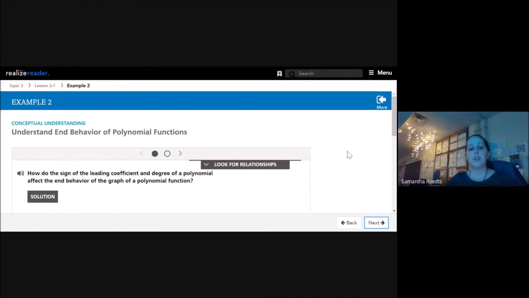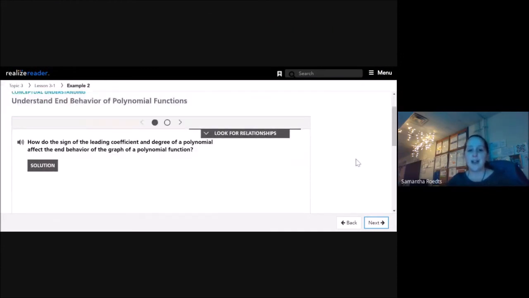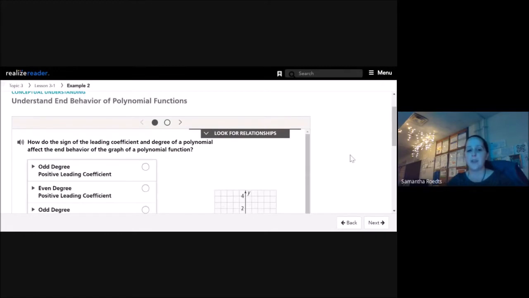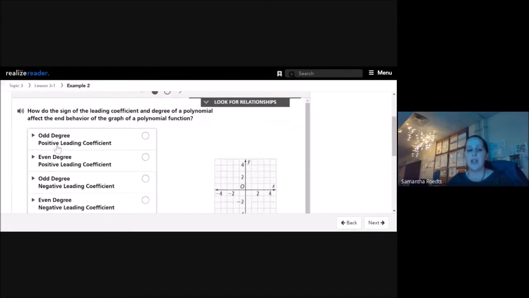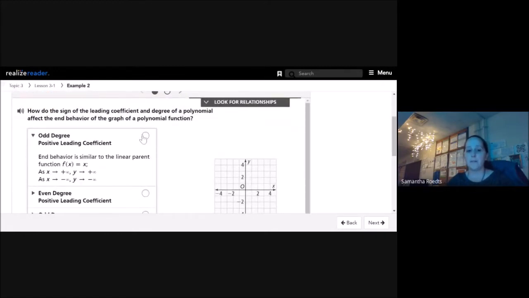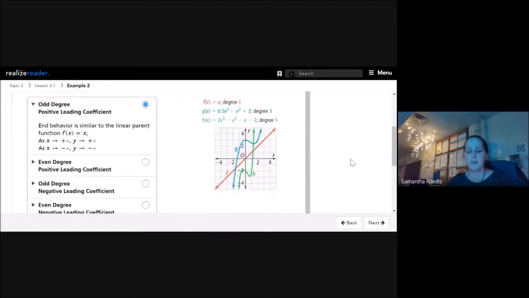All right, example number 2, understand end behavior of polynomial functions. How do the sign of the leading coefficient and degree of a polynomial affect the end behavior of the graph of a polynomial function? So if it has an odd degree and a positive leading coefficient. Okay. So end behavior is similar to a linear parent function f of x equals x. As x approaches positive infinity, y approaches positive infinity, and as x approaches negative infinity, y approaches negative infinity.